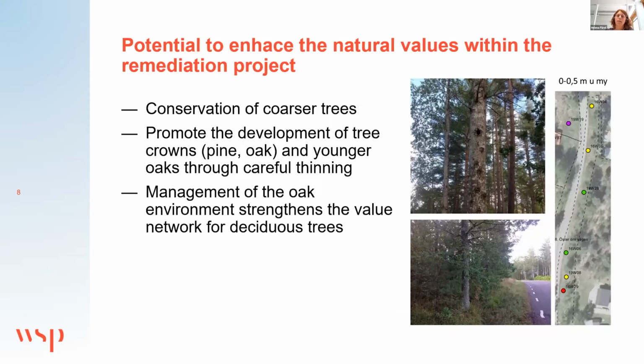In addition to the current situation regarding natural values, it also became important for the project to know what potential there was for strengthening the natural environment, which was also assessed in the inventory. We could preserve coarser trees, and we could promote the development of pine and oak tree crowns through careful thinning. We could create a valuable forest edge environment along the road by conserving young oaks. And in the long run, this would strengthen the previously mentioned value network for deciduous trees in the area.